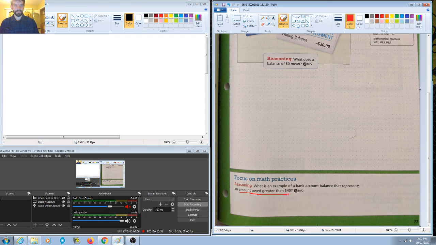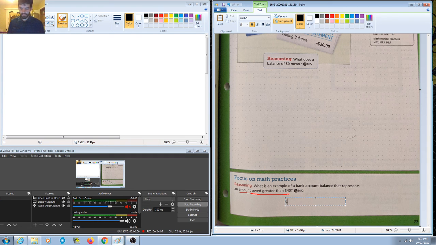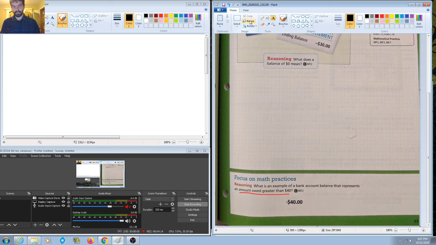So let's look at that last part of the statement and focus in on that. If we owed $40, then that would mean that our bank account balance would be negative 40.00. What that would mean is that I'd have to pay $40 just to break even at 0. So I'm going to represent this on the number line. If I have 0 here, I'll put negative 40 right here. Again, this represents the idea that I would have to pay $40 just to break even at 0.